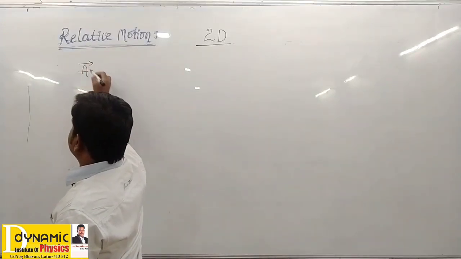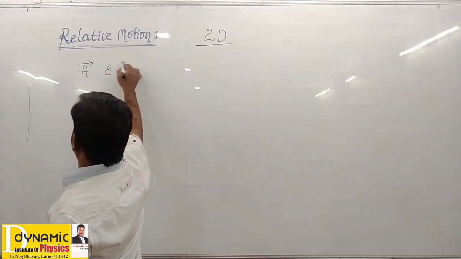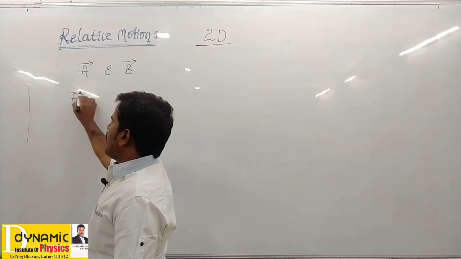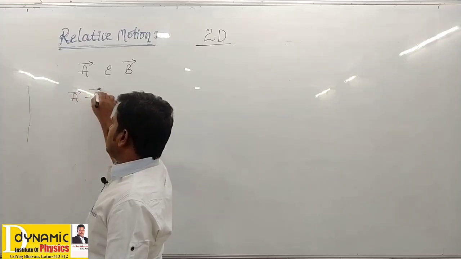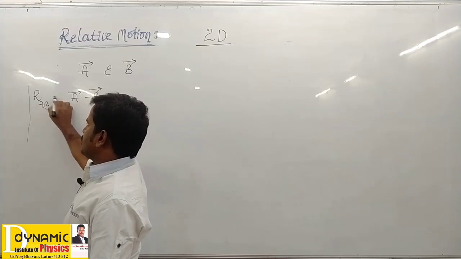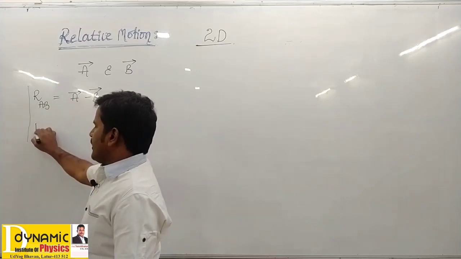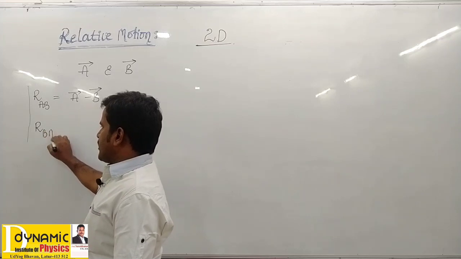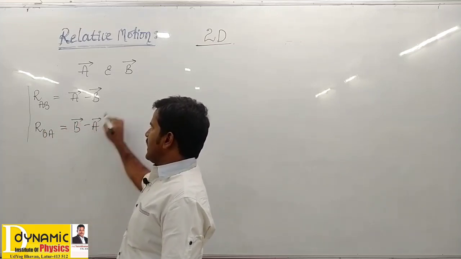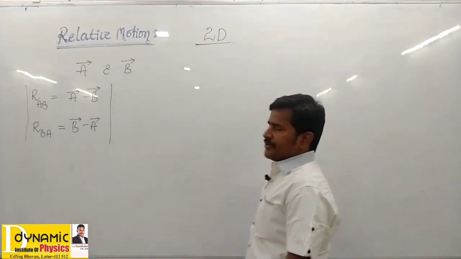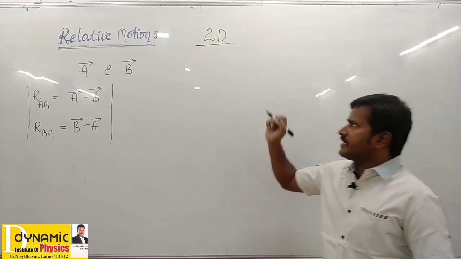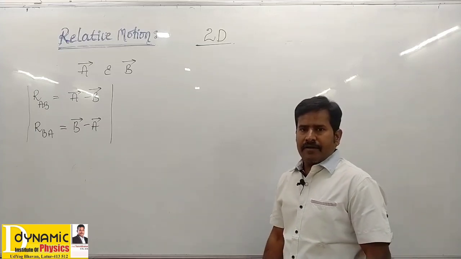One is the A vector, another one is the B vector. Then A bar minus B bar is the relative vector of A with respect to B. Similarly, the relative vector of B with respect to A is B bar minus A bar. Relative motion means comparison. Relative is nothing but comparison.